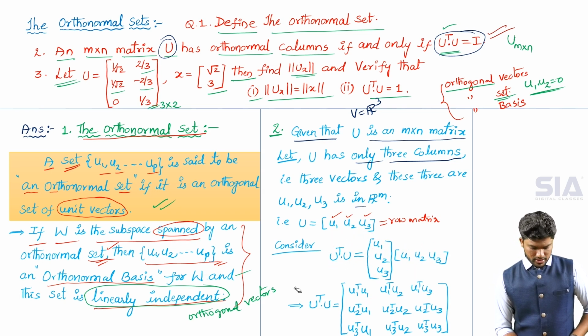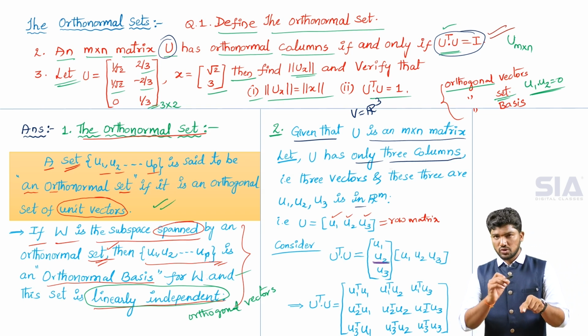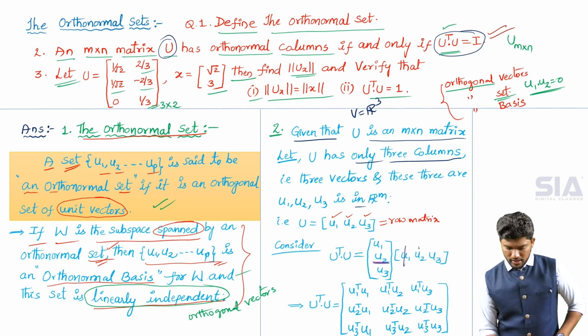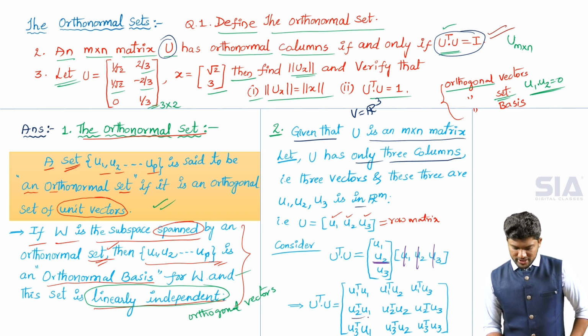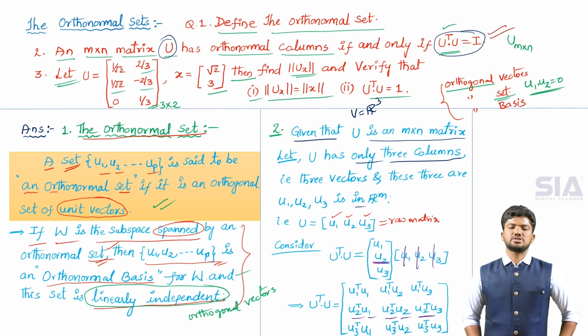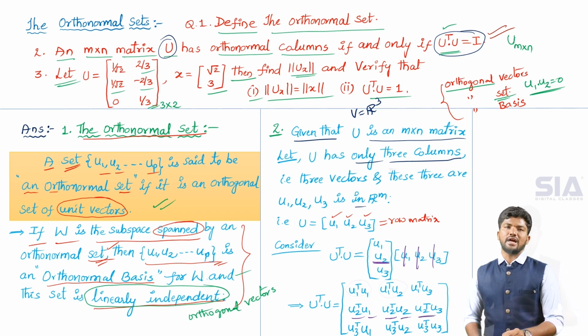Next you can see that the next row is U suffix 2. That row we can multiply with these 3 columns. So then U2 transpose into U1, U2 transpose into U2, and U2 transpose into U3. In that format you will get those values.